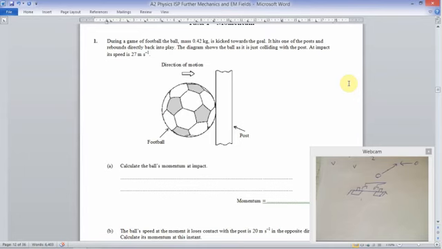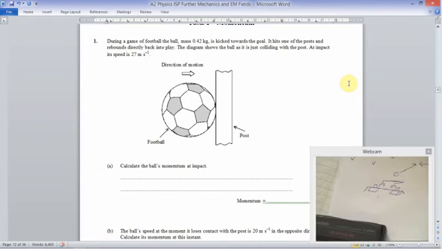The impact speed is 27 meters per second. Okay, calculate the momentum at impact. Okay, so momentum, remember, is just mass times velocity. So all we're doing there is 0.42 times 27. As straightforward as that. Not really much to the first question.